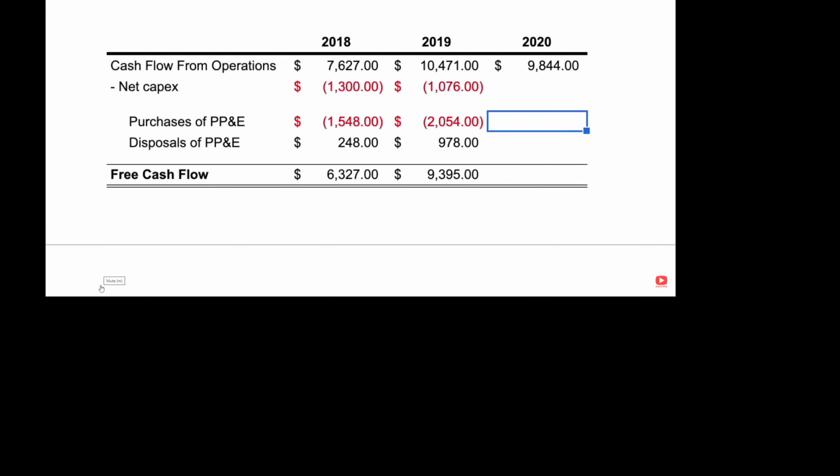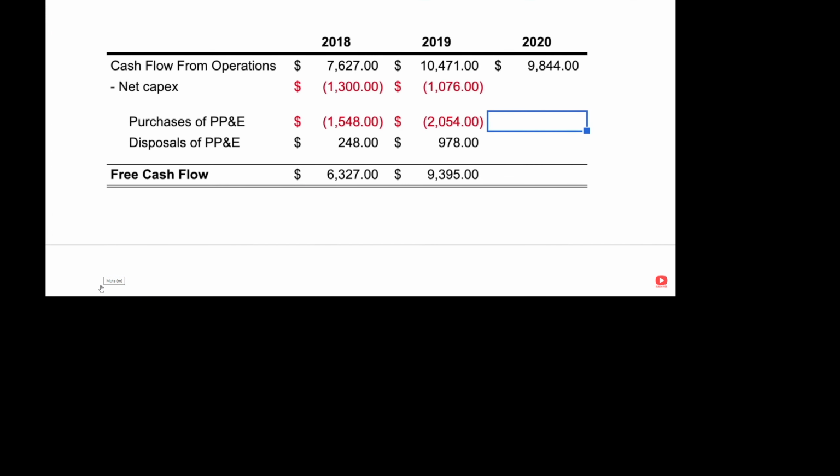Now to calculate free cash flow, we take our cash from operations of $9,844 for 2020 and subtract out net CapEx of $988. This leaves us with $8,856. Remember that these numbers are millions. This means that Coca-Cola generated $8.8 billion in free cash flow in 2020.